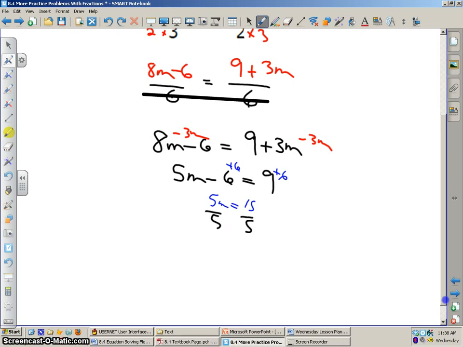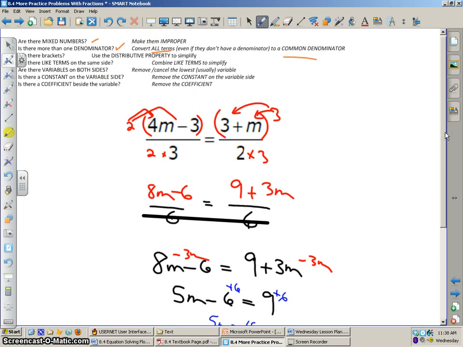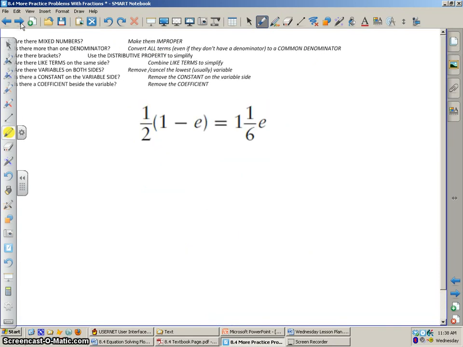So there's a case where we have two denominators, and we get that common denominator, but that distributive property, can't tell you how important that is. Okay, let's see another one.